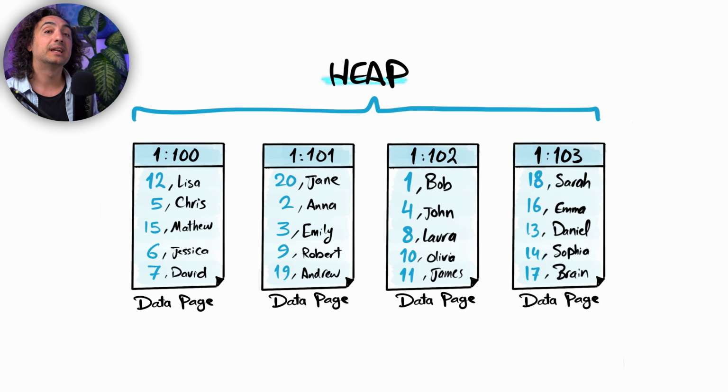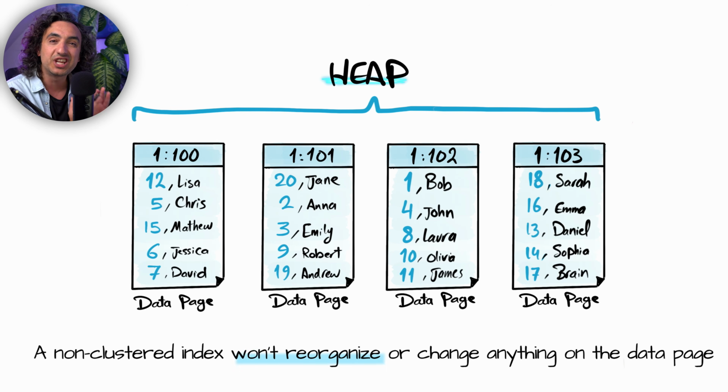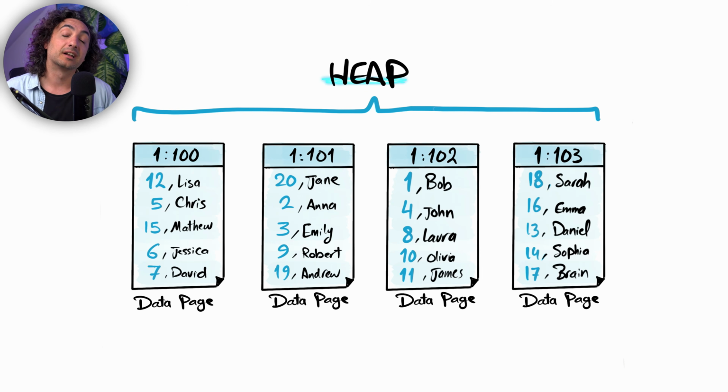And now if you go and create a non-clustered index on the customer ID, what's gonna happen? Here the big difference is that SQL will not touch or change anything in the physical actual data on the data pages. So the data pages are gonna stay as they are and nothing is gonna be changed. And SQL starts immediately building the B-tree structure. So it's gonna start immediately building an index page.